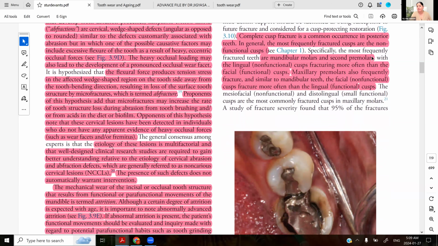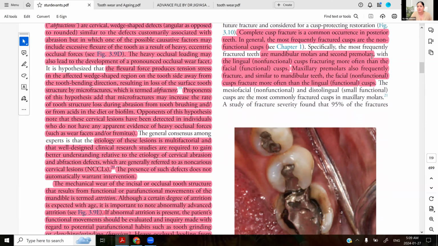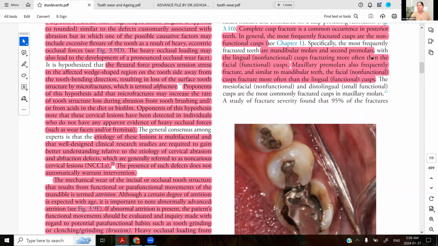Now, complete cusp fracture sometimes is also a common occurrence in posterior teeth. And in general, most frequently fractured cusps are your non-functional cusps. So parafunctional habits, which can lead to wear of the teeth, can also lead to cracked cusps and ultimately the entire fracture of the crown, right? And that usually involves your posterior teeth and is seen in your non-functional cusps. So the most frequently fractured teeth are mandibular molars and second premolars, with the lingual, which is their non-functional cusp, fracturing more often than your functional cusp.